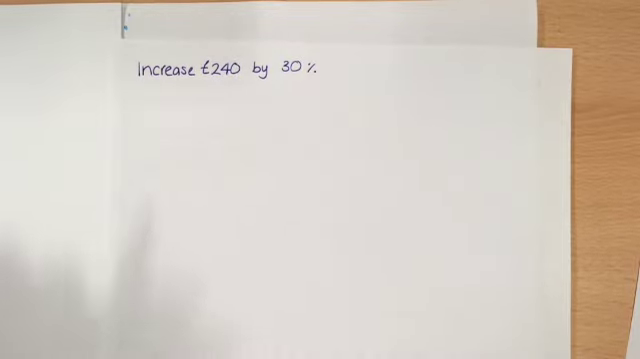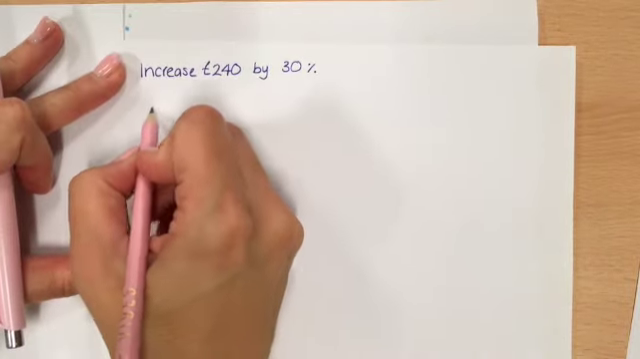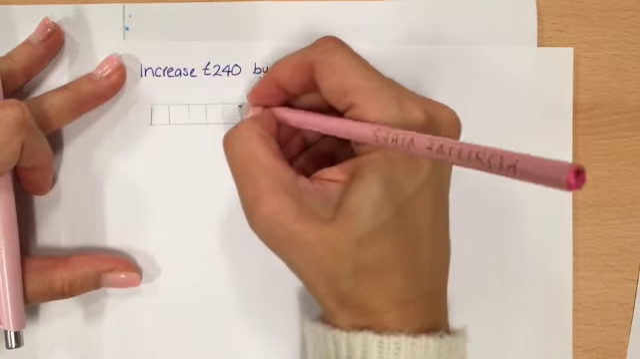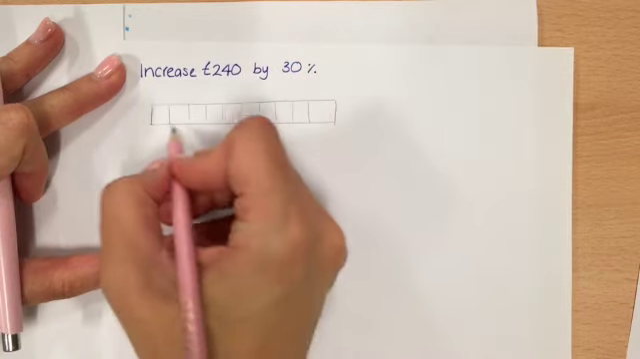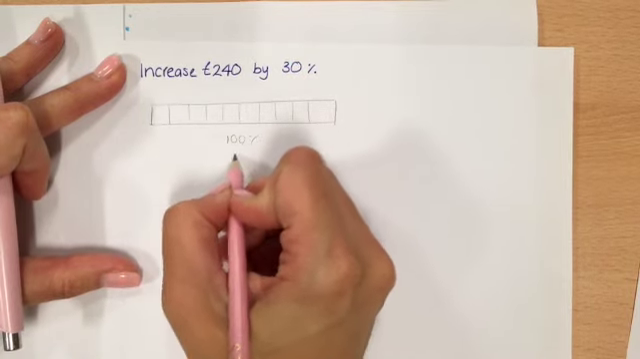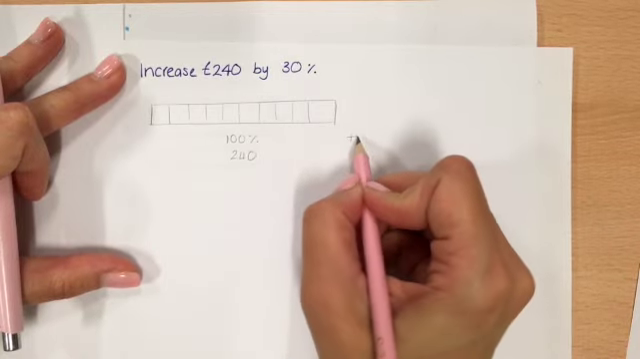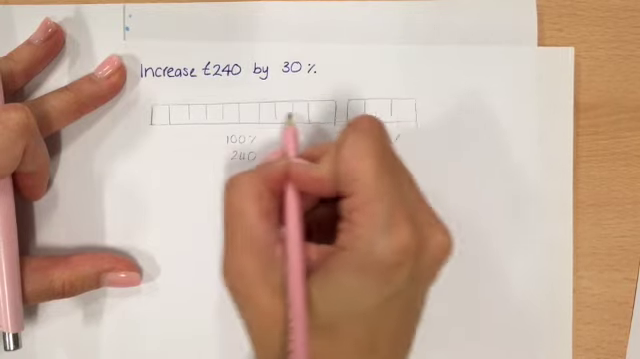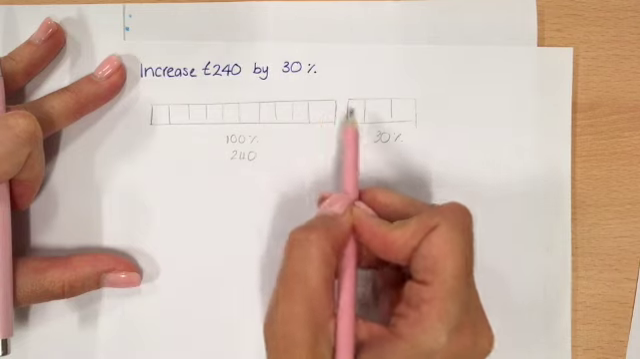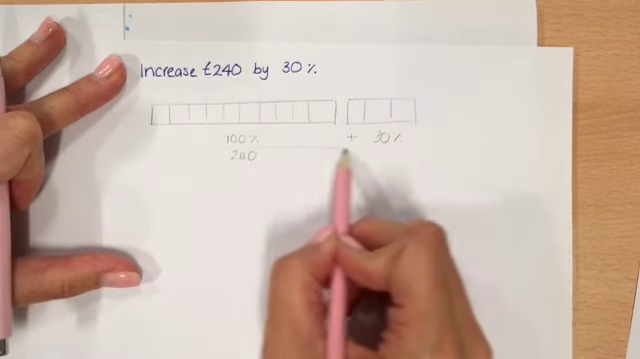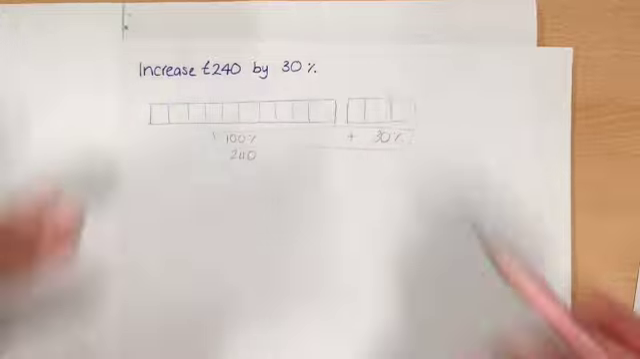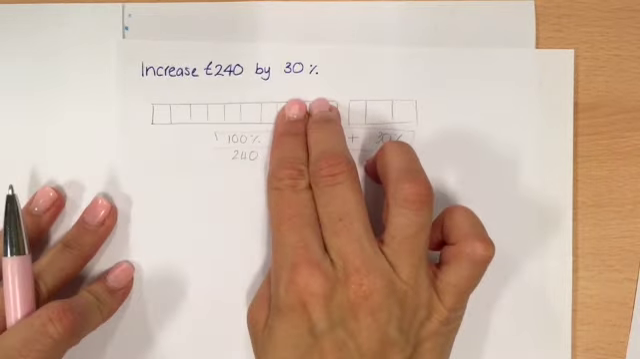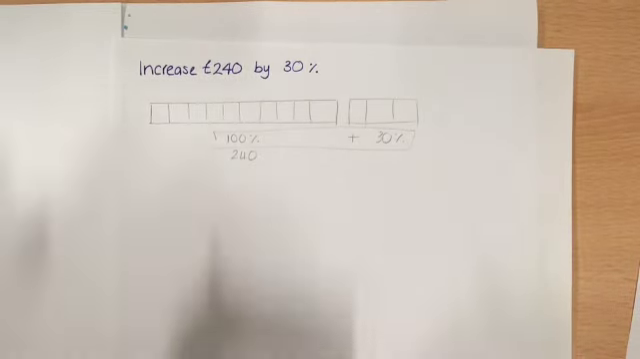I'm actually going to draw that so you can see what I mean. So we've got our bar model, and we've got 1, 2, 3, 4, 5, 6, 7, 8, 9, 10. So this is our 100%, so this is the 240. We are adding on 30%, so I need to add on 3 of these, whatever value they are. So actually what I've got in total is 130%. That's key to doing that. If it was decreasing it by 30%, I would take the 3 off, but we'll have a look at one of those in a moment.